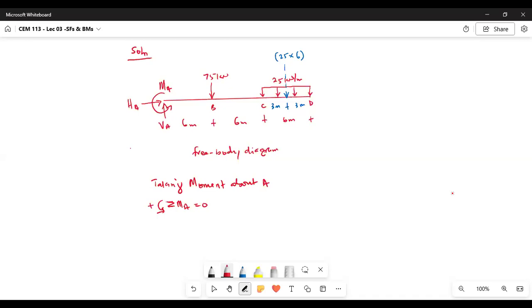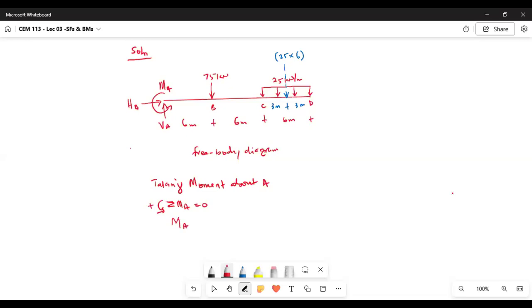Okay, so this time around we have added support. I told you that as for the support reactions, we shouldn't worry about them. If I take moment at A, all the support reactions there, if it is not a moment, will have 0 distance. So we just ignore them. Even if you write VA times 0, it's still 0. HA times 0 is still 0. But the moment cannot be 0. So it will remain the moment MA.